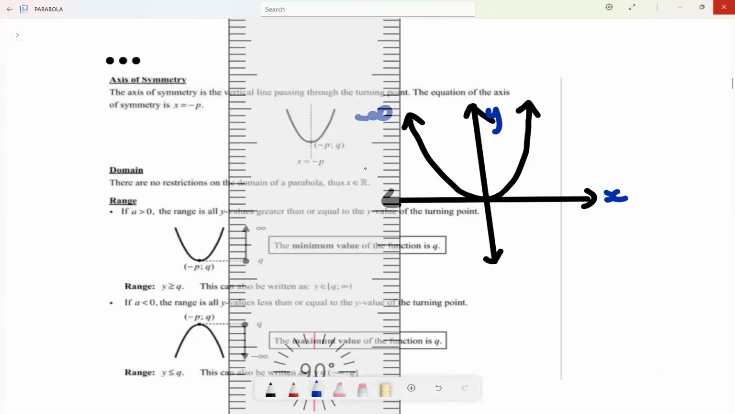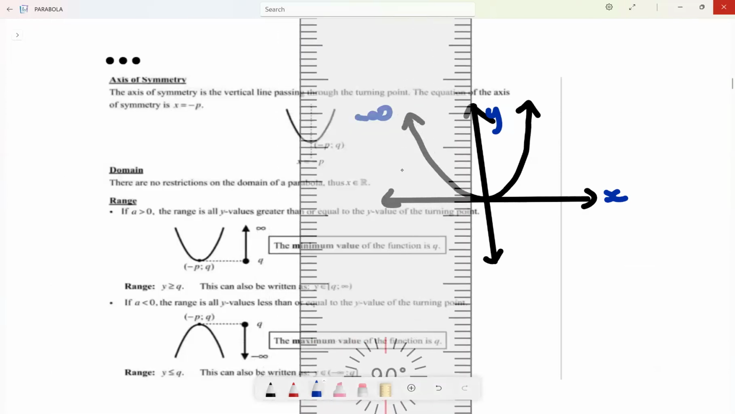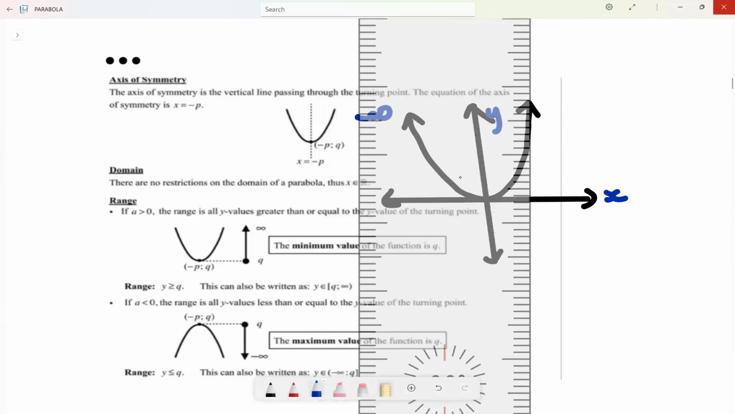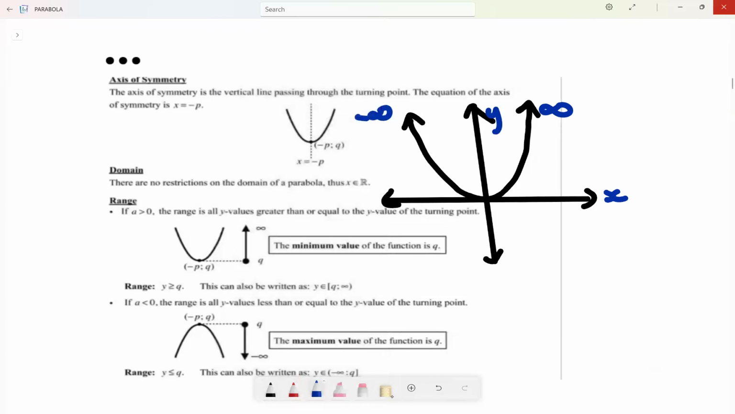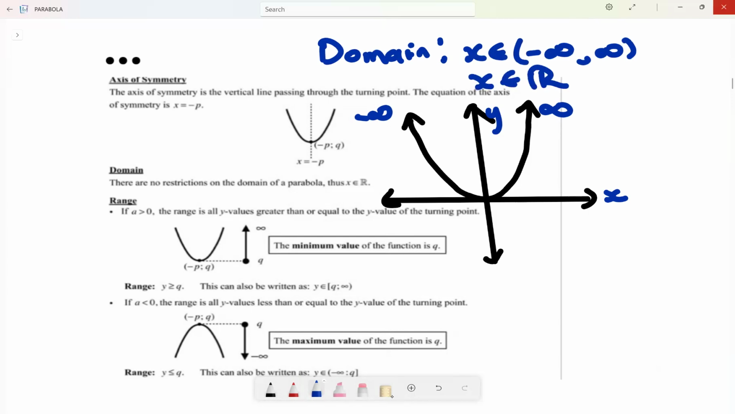And my graph is going where? As I move, I reach this point where there is an arrow, and it tells me it goes to positive infinity. So the domain for this graph is x is an element of from negative infinity to infinity. Or someone might say x is an element of all real numbers.